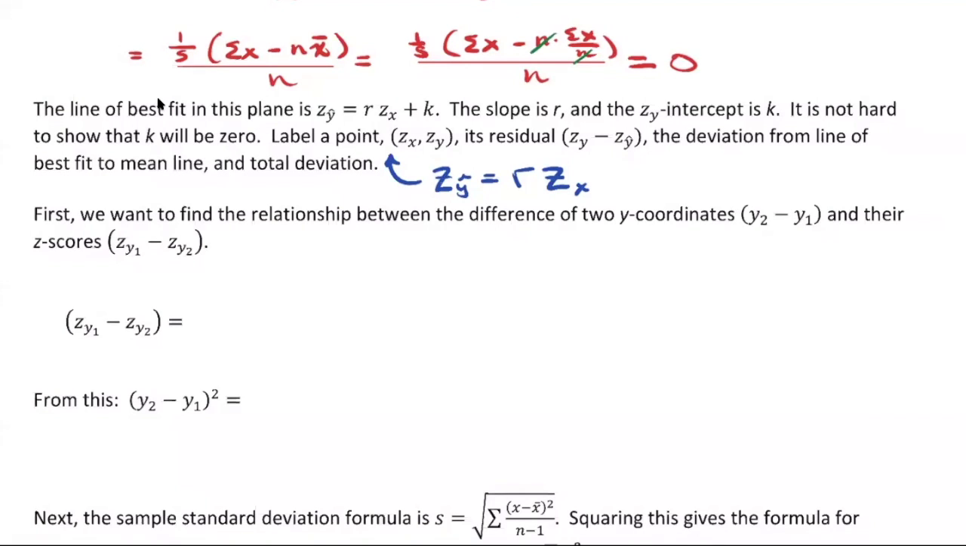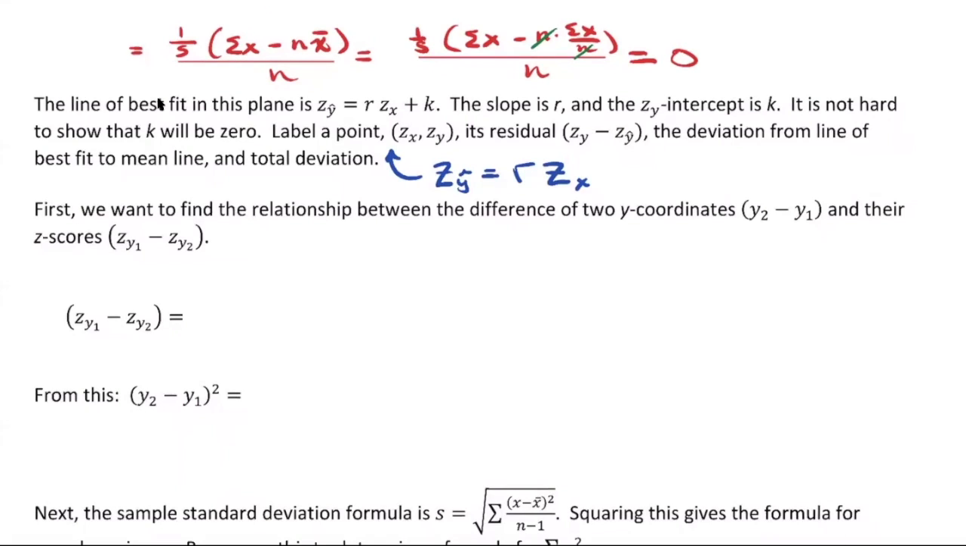Okay, so the z-score of y1, if you just take the formula, you would do y1 minus y bar over sy, that's the standard deviation of y. So that's the z-score of y1. And then if we subtract the z-score of y2, this would be y2 minus y bar over the standard deviation of y. So that's the difference of the two z-scores.